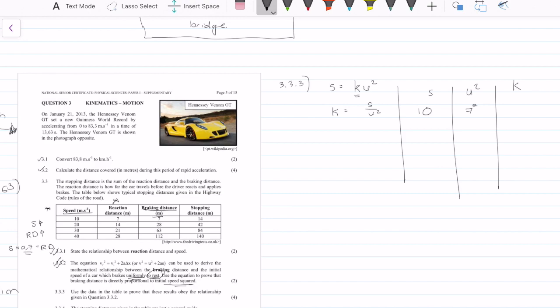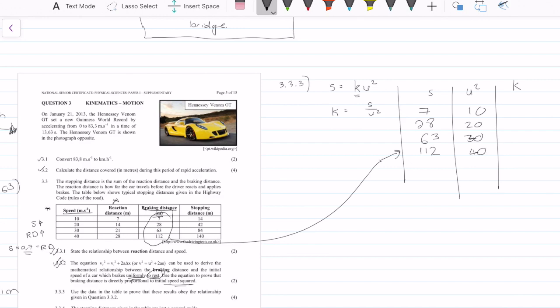Okay, sorry, that's not correct. Our s would be 7, the braking distance is 7, and our u squared would be 10. So we're taking this and putting it there because this is distance. So we have 28, 63, 112. We have 20, 30, and 40.